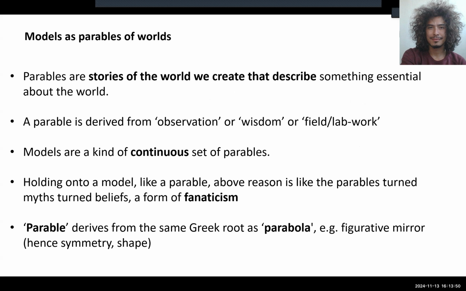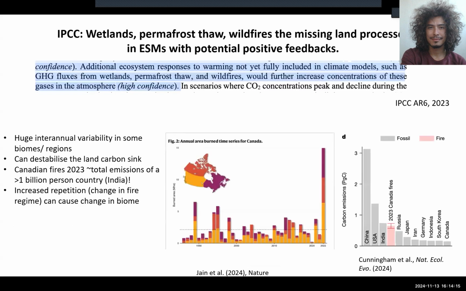I mean, they're sort of parables, I would say. And models are a continuous set of parables, and we should not just believe a model because it says something. But a model should give you a mirror of reality based on what you understand about reality, which means you have to also do the groundwork to understand what reality is, observationally. I'm just going to skip some slides here.